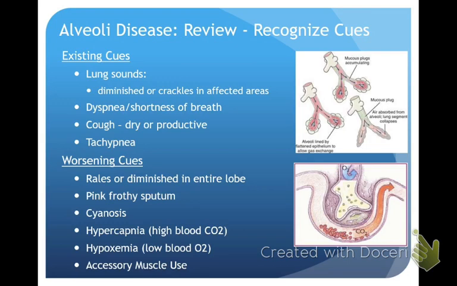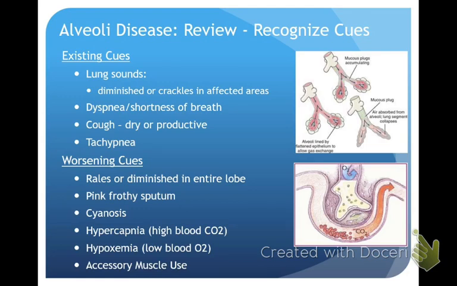As things get worse, or more of the lung gets involved, or the amount of fluid leaking gets worse, we start to hear, like I said, the rales, the worsening crackles. Now you are coughing up pink frothy sputum. If you were dry or productive before, you're just coughing up maybe mucus or whatever. But now you're starting to cough up actual thin, frothy liquid. You're coughing up the liquid from your alveoli.